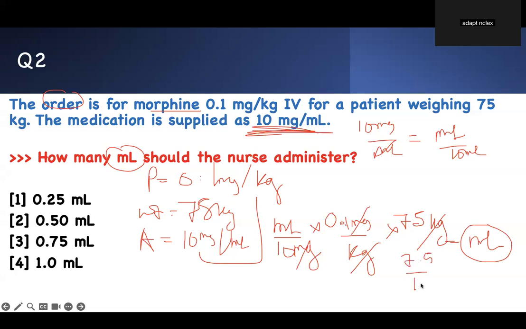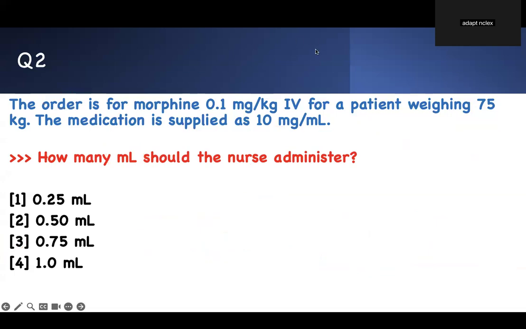75 over 10. And therefore, the answer choice is 0.75 ml, which is B, the number 3. This is the way you do it. And I know you figure it out because you have to break the question, go for the keywords, and then rewrite all the things you need to do in a dimensional analysis way, and you'll be able to conquer this question. The next one.